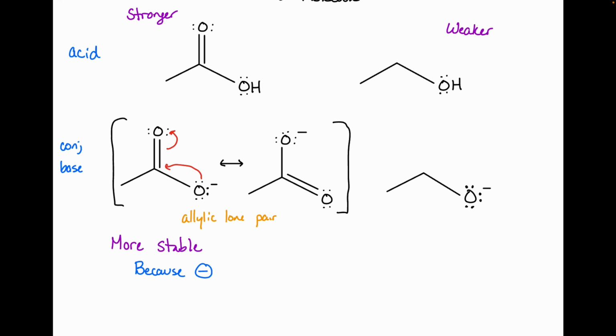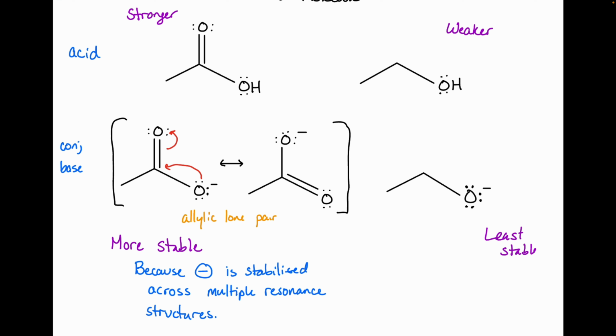because that negative charge is stabilized across multiple resonance structures. This one's least stable. Right? Remember, we had that term delocalized. This negative charge is delocalized across these two oxygens here.